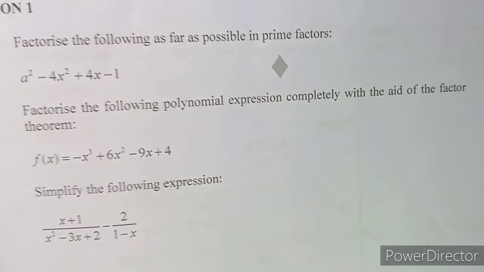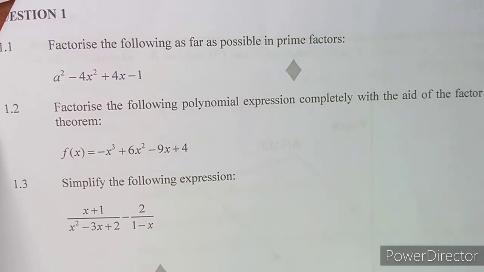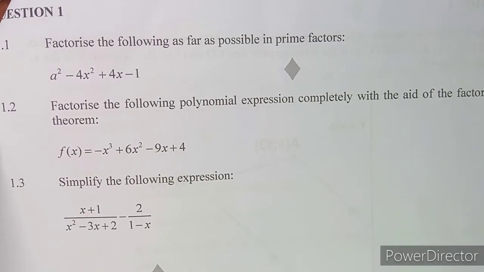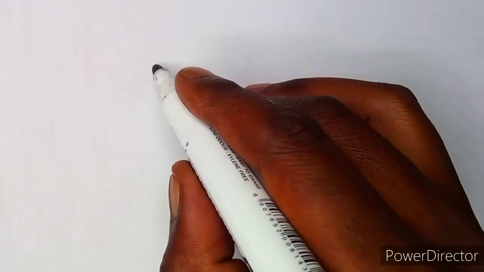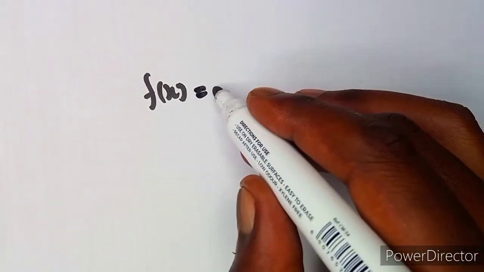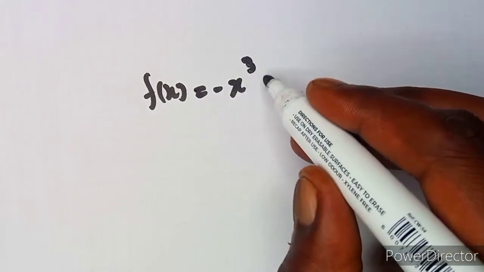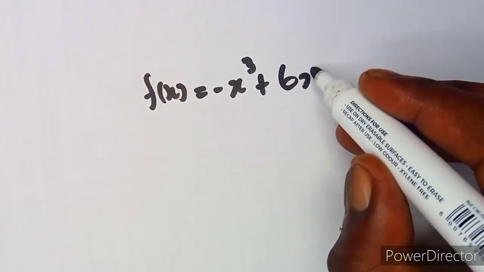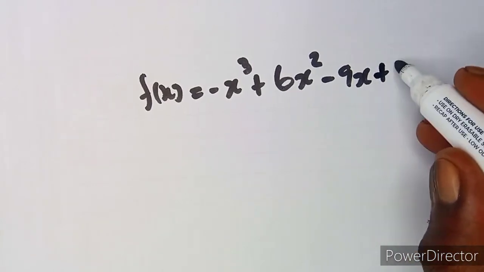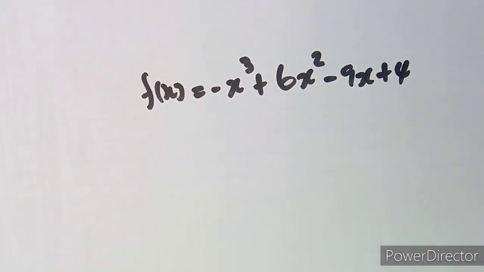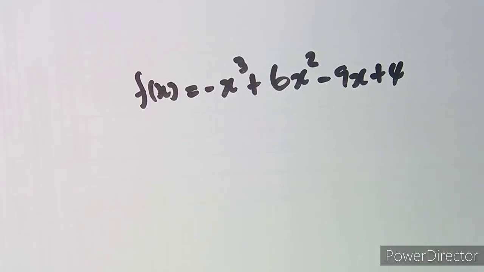Okay, the other question you're given is to factorize the following polynomial expression completely with the aid of the factor theorem. This is the expression that we are given. And we are supposed to be aided or helped by the factor theorem, where we are given that f of x is equivalent to minus x cubed plus 6x squared minus 9x plus 4.